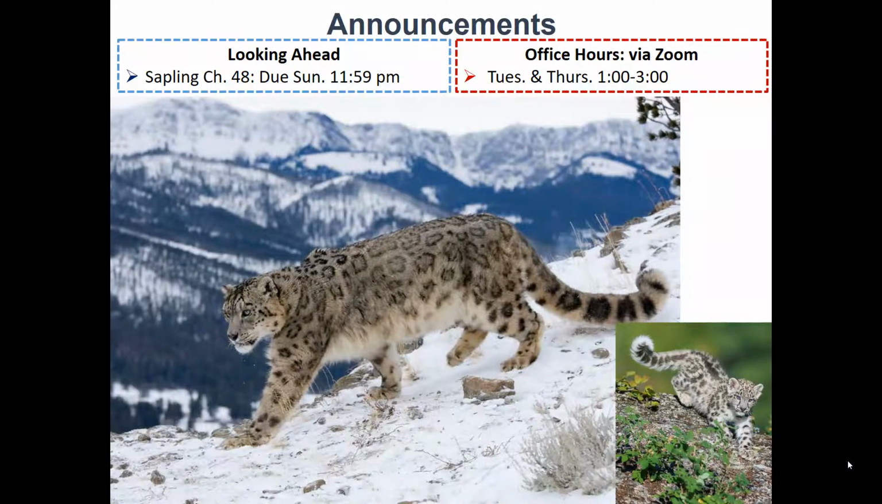Today, our lecture is going to be focusing on human impacts on the environment. And humans impact the environment in many different ways, and a lot of different organisms are affected, such as snow leopards, which are an endangered species. We suspect there's about 6,000 of them left in the wild.